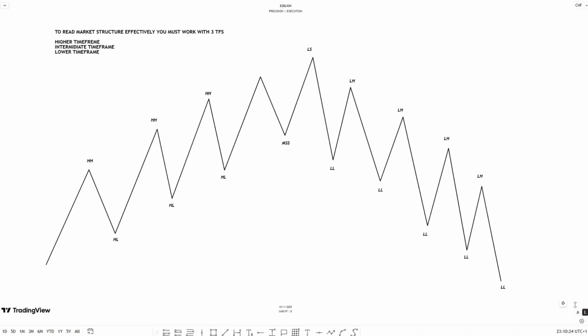So the reason why I'm making this is because I'm going to give you guys a very systematic way and not something that is up for interpretation. I'm going to give you guys the way that I usually use and mark my market structure.